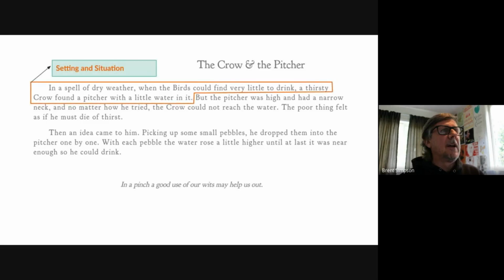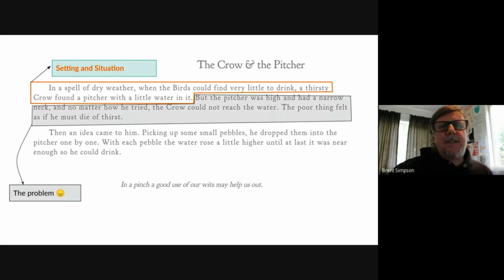The first one is the first line: in a spell of dry weather, when the birds could find very little to drink, a crow found a pitcher with a little water in it. So there's the setting and the situation. The setting is that it's dry weather. And the situation is that there's not that much water around, and there's a crow that's found some water in a jug.